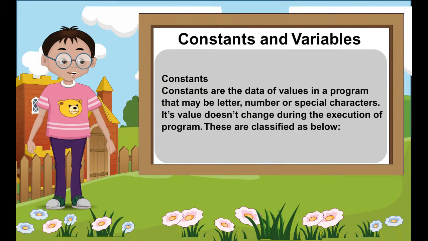Constants and variables. Constants. Constants are the data or values in a program that may be letters, numbers, or special characters. Its value doesn't change during the execution of the program. These are classified as below.